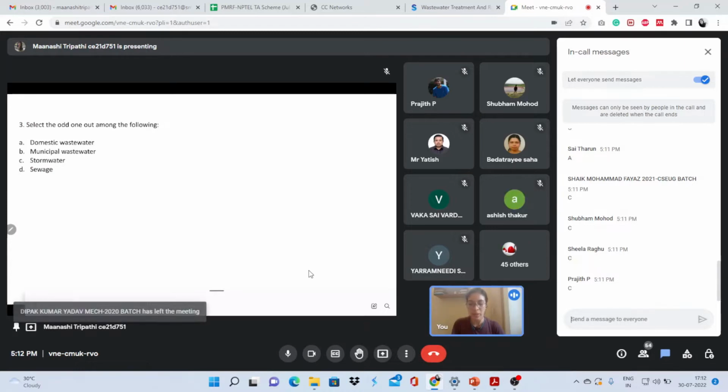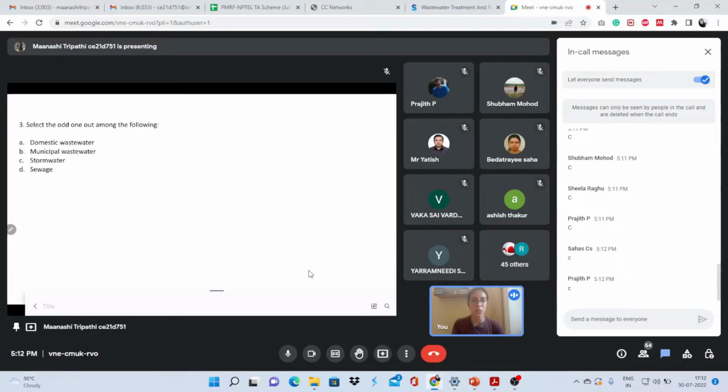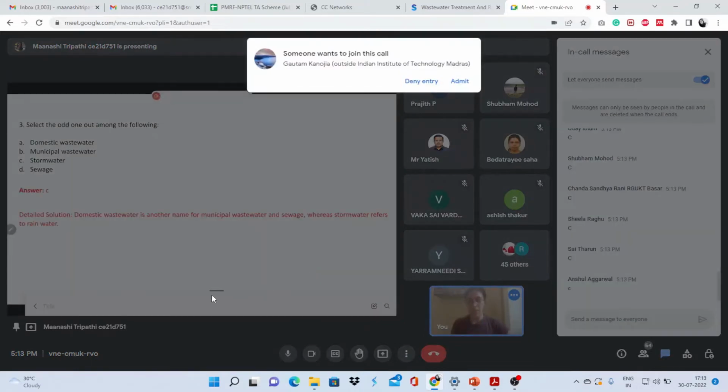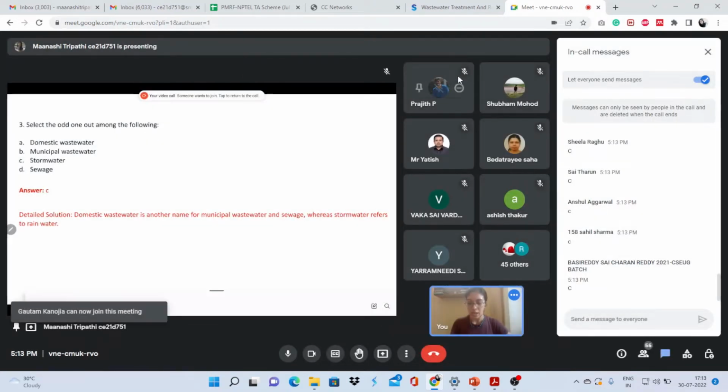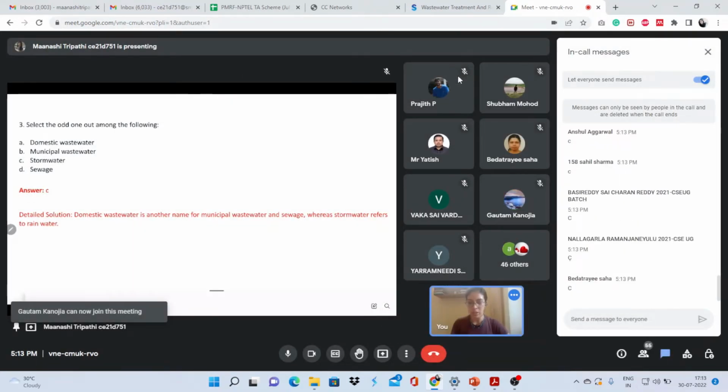Select the odd one out among the following. So this is a basic terminology question. You need to remember the terms. These are some basic terms that you will use in all this water and wastewater journey. Domestic wastewater, municipal wastewater, storm water, and sewage. Very good. The correct answer is sewage, because domestic wastewater and municipal wastewater are kind of the same thing, and sewage, as you know, we sometimes call every wastewater sewage.